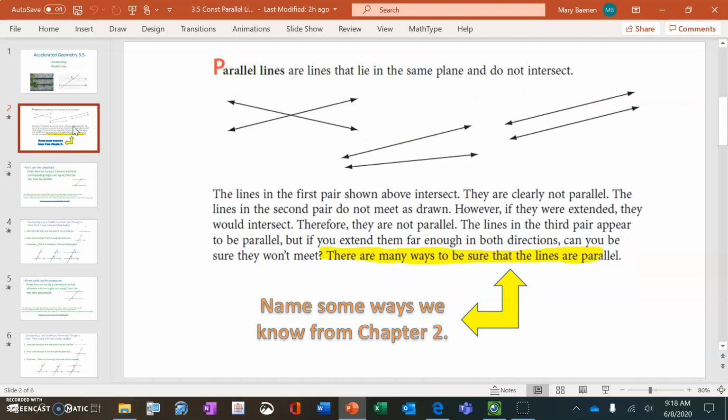Okay, we review the definition of parallel lines. They are lines in the same plane that do not intersect. And so that would be this set over here, this set on the right.